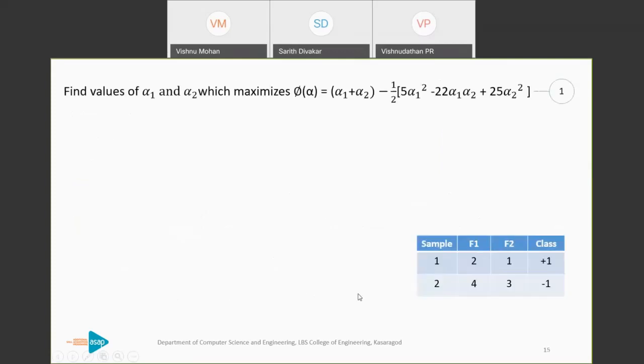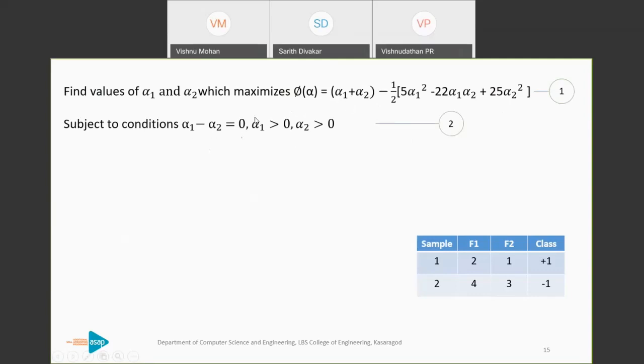That is the expression that we have got, so I'm just rewriting it. You have to find now the values of alpha 1 and alpha 2 which maximize this expression. The condition is alpha 1 minus alpha 2 is equal to 0.